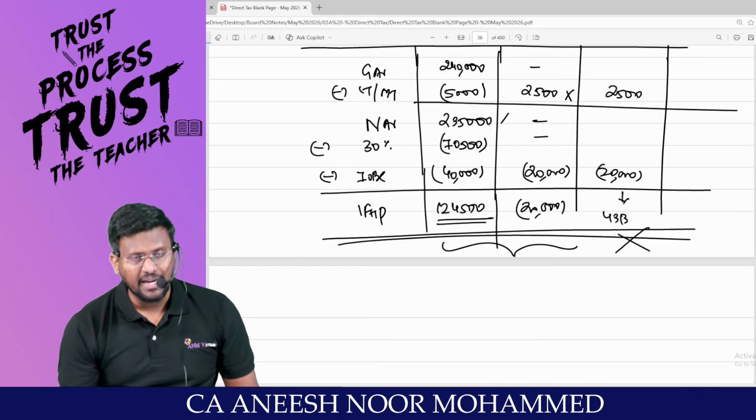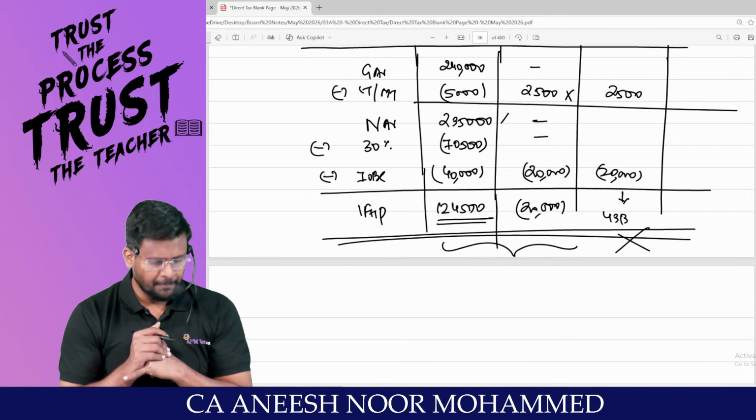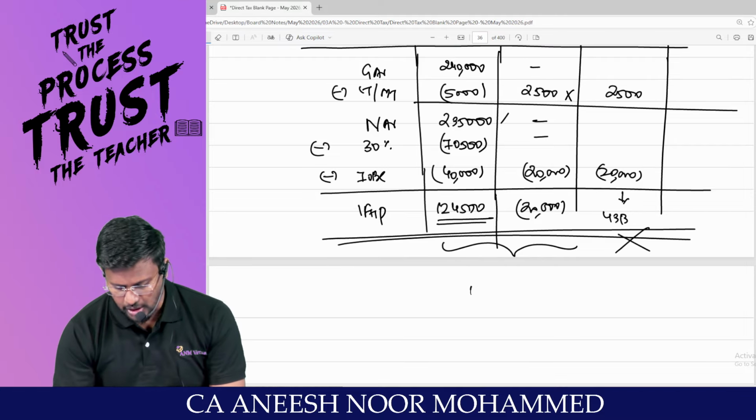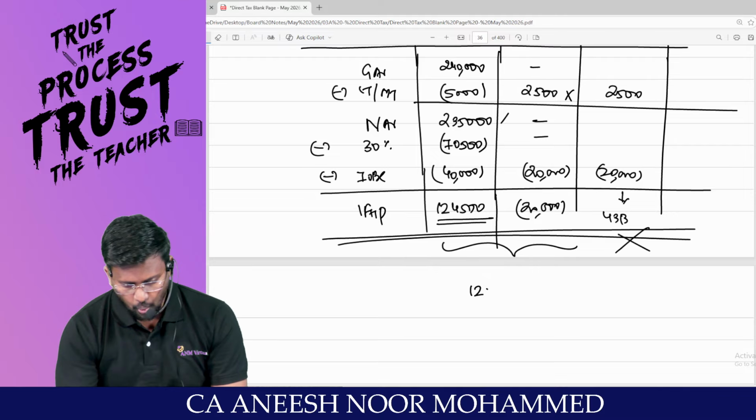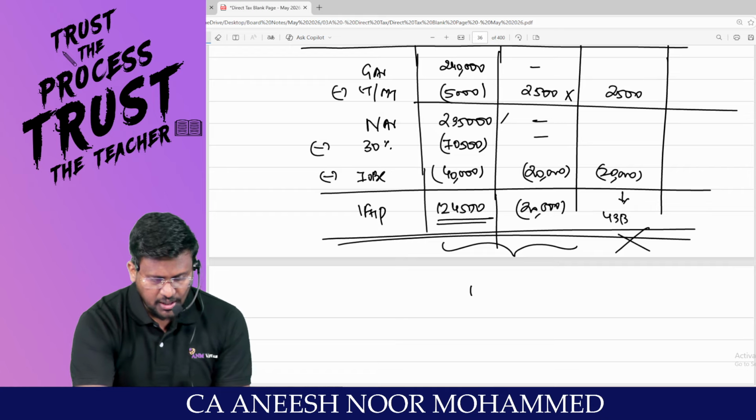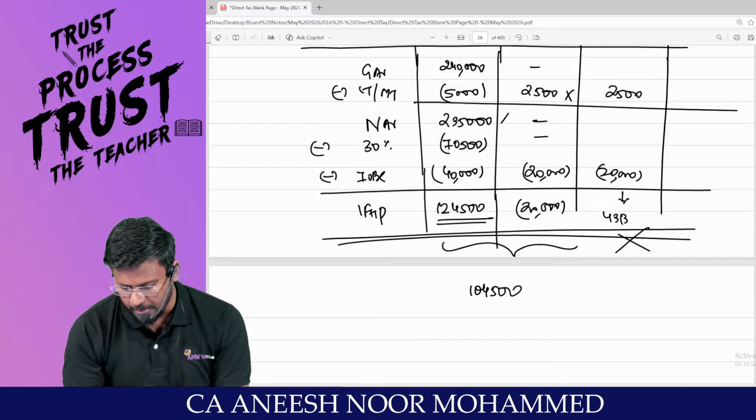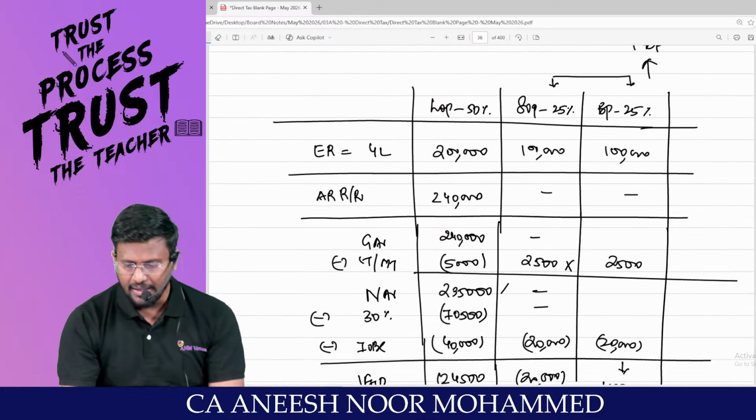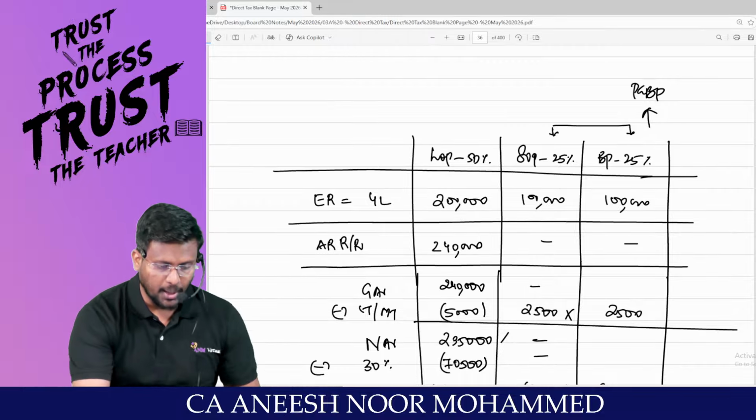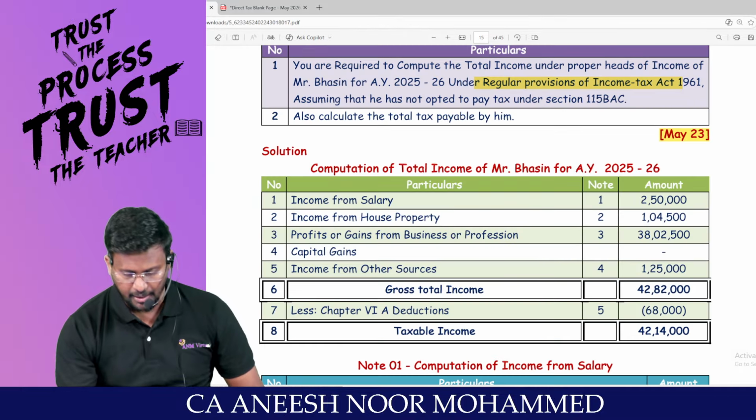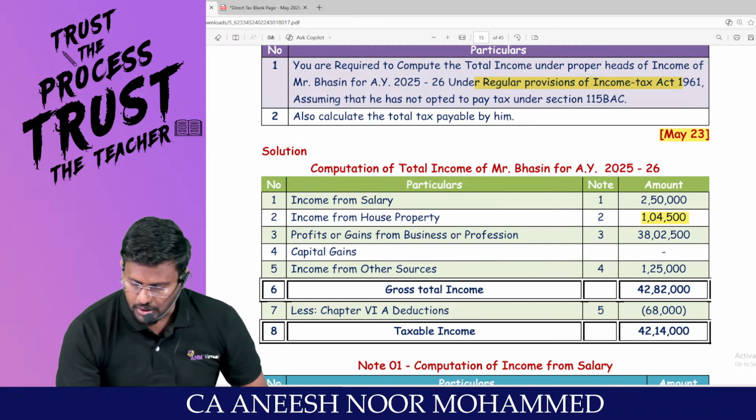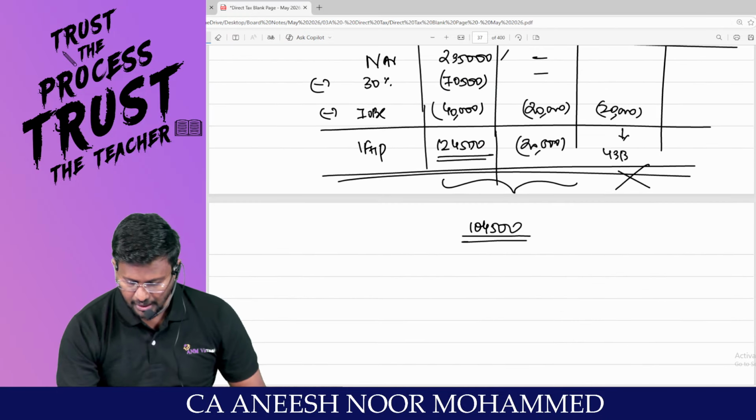Sir, intra-head adjustment we can happily do. So 1,24,500 minus 20,000 comes to 1,04,500, which should be the taxable income from house property. One table will answer the things if you are properly controlled from the IFHP. Am I right, sir? 1,04,500 is the answer.